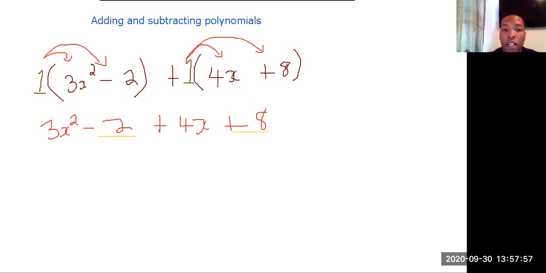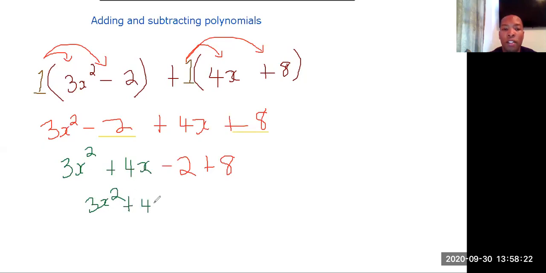And then whatever sign is in front of the number, that's the sign that goes with it. So this is really 3x squared plus 4x, and then it was minus 2 plus 8. All I'm doing is combining like terms. So my answer would come out to be 3x squared plus 4x plus 6.